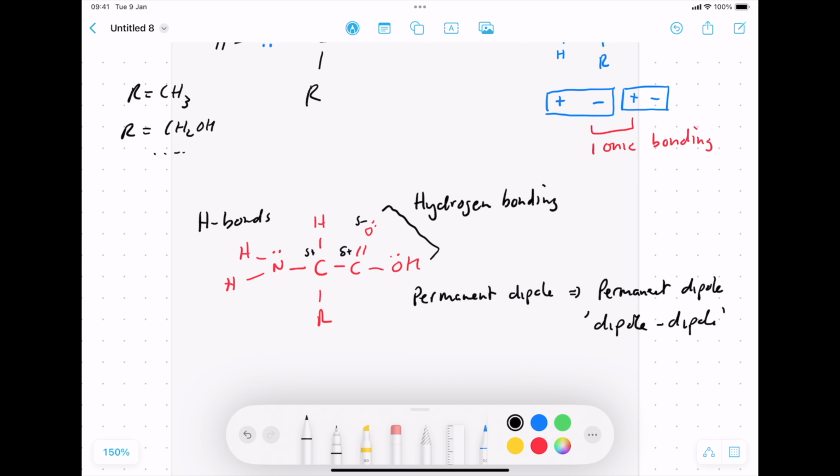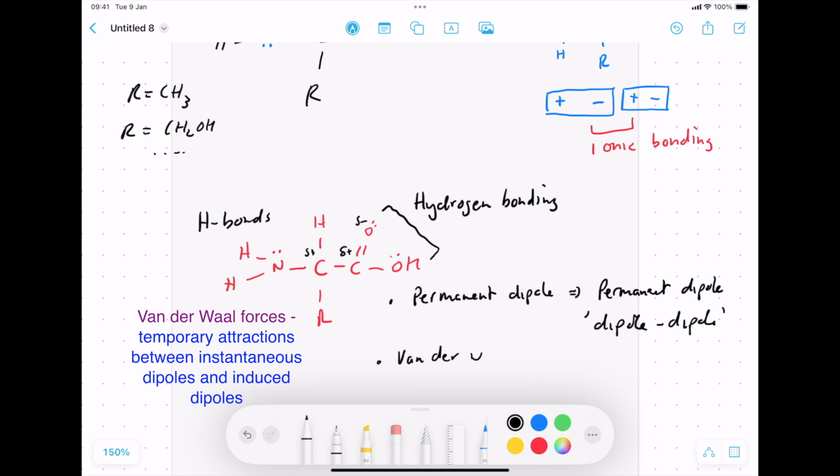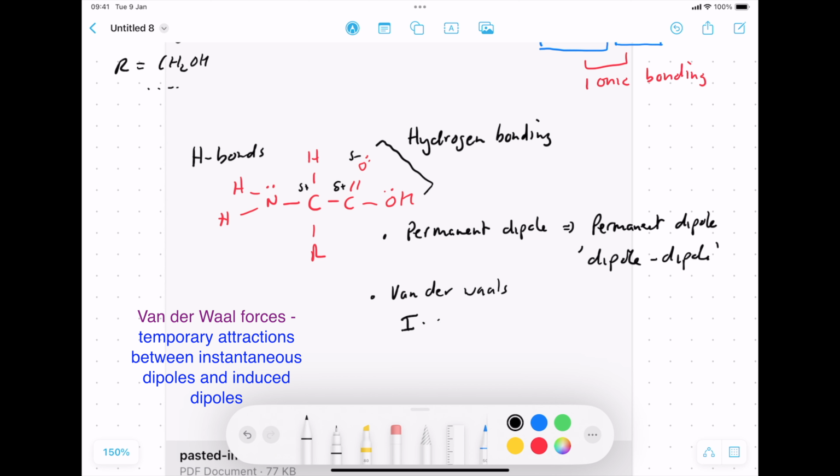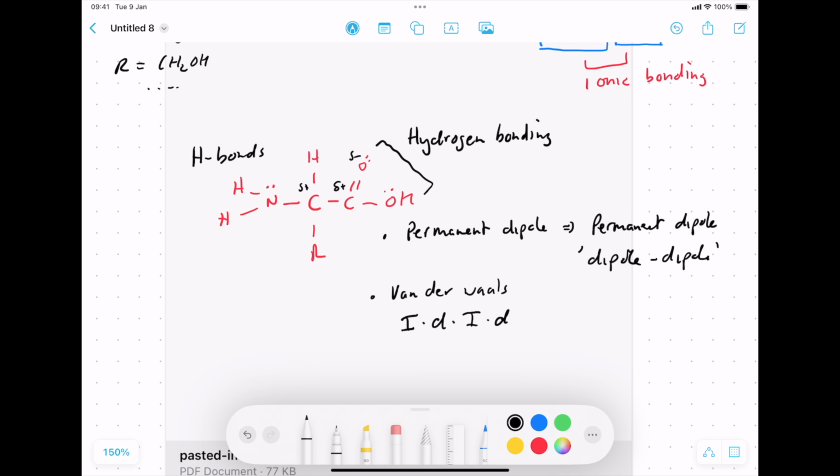And then, common to all molecules, whether they have polar groups or non-polar groups, is the presence of van der Waals forces, or London forces as they're sometimes referred to, which is the temporary attraction between two molecules involving instantaneous dipoles and induced dipoles. So instantaneous dipole induced dipole forces. They are particularly prevalent when you have long carbon chains. So if this R group was a long carbon chain or had a benzene ring, the presence of carbon and hydrogen with lots of electrons gives rise to stronger van der Waals forces.